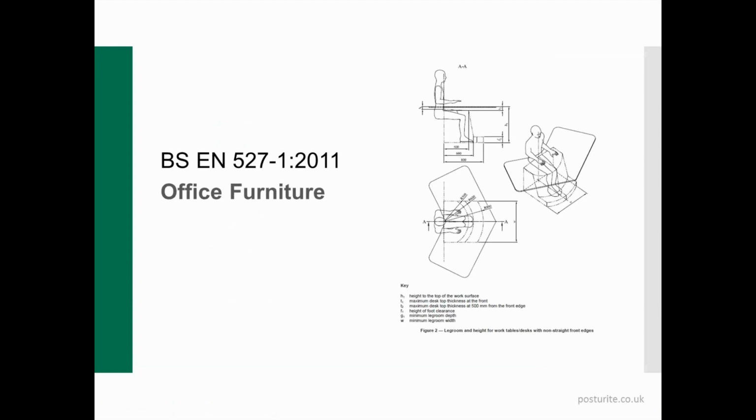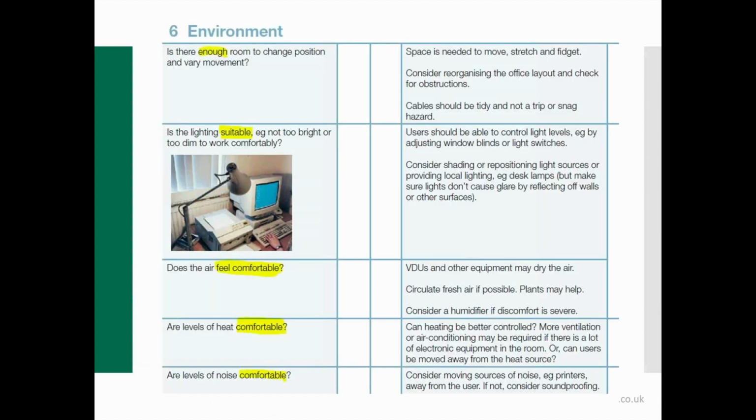For example, to conduct a display screen equipment assessment using the HSE's form, it's only necessary to consider whether the lighting level is suitable or not. And we can see there, just above the photograph, the question: is the lighting suitable? For example, not too bright or too dim to work comfortably. So that is a qualitative judgment that you have to make. The other questions on the environment there are of a qualitative nature, perhaps a subjective nature.